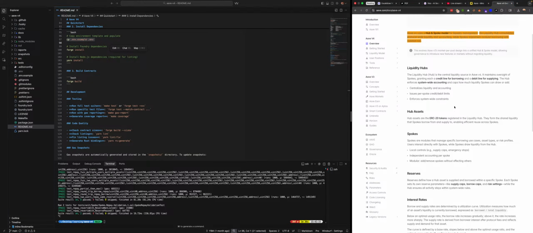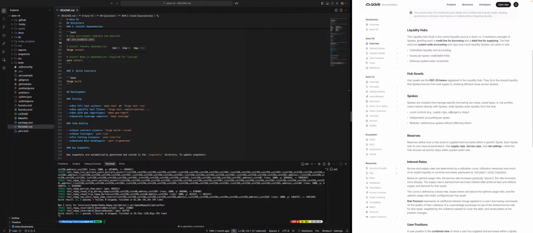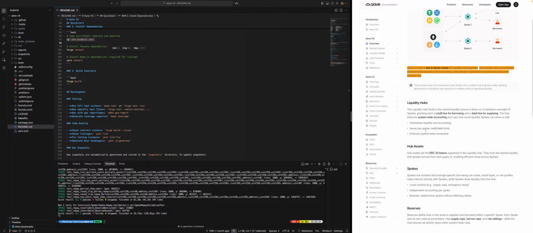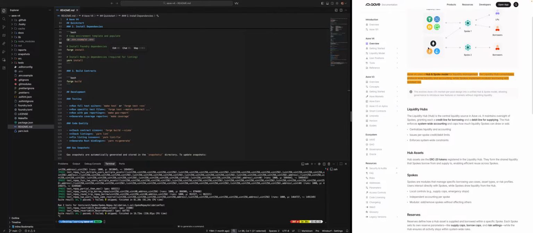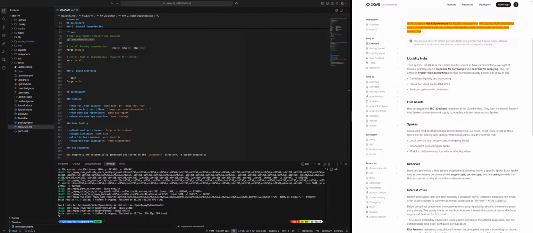And then we have hub assets. Hubs are liquidity hubs, and the assets are Ethereum, Bitcoin, and so on. Hub assets are registered ERC20s in the liquidity hub. They form the shared liquidity that spokes borrow or supply.